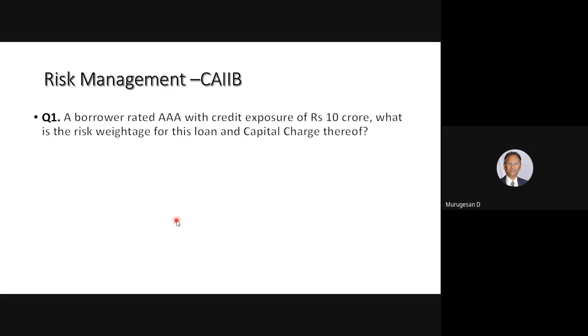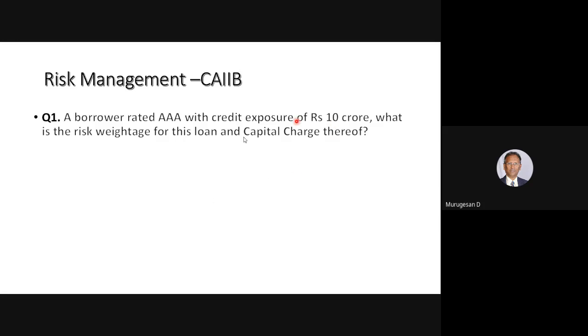Infosys, they never go for loan products, they are always a cash rich company. Supposing they are going for an ADR issue, then whoever goes to the market has to be rated. So the approved rating agency has given a rating of AAA for a company. That means highest safety, lowest risk. Normally the risk weight assigned under standardized approach, AAA is 20%. You see how easy.